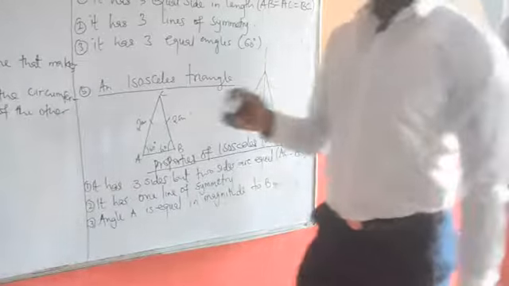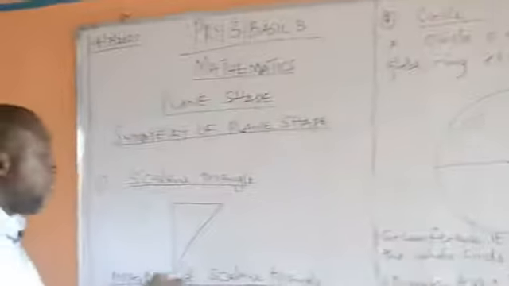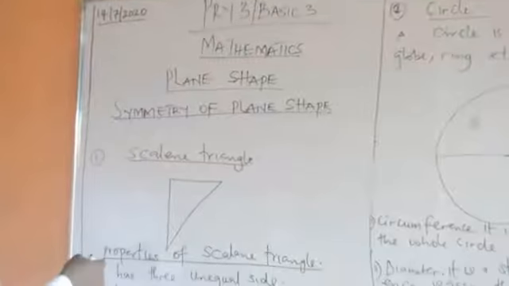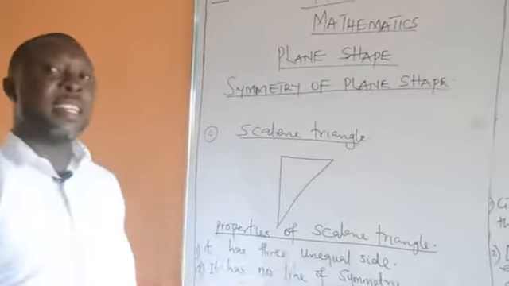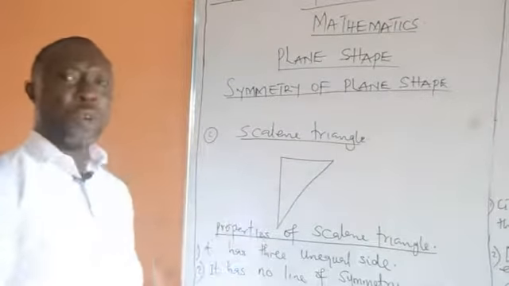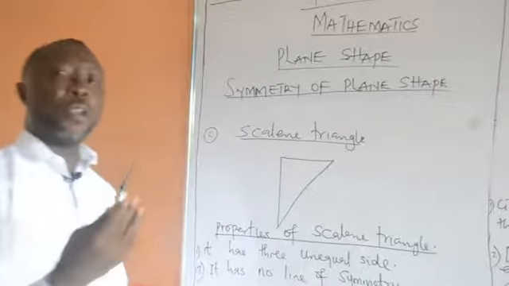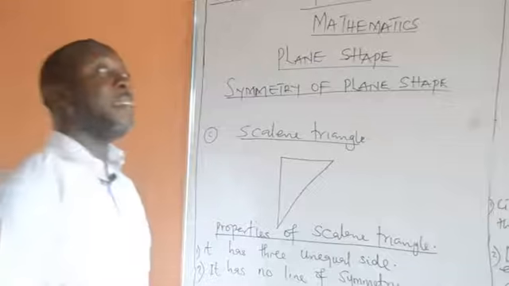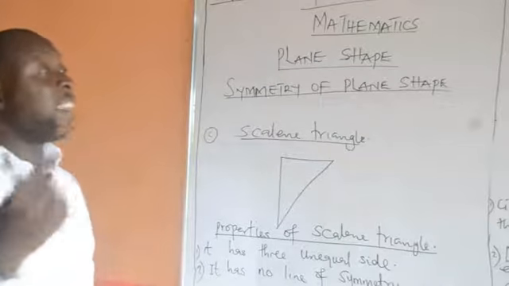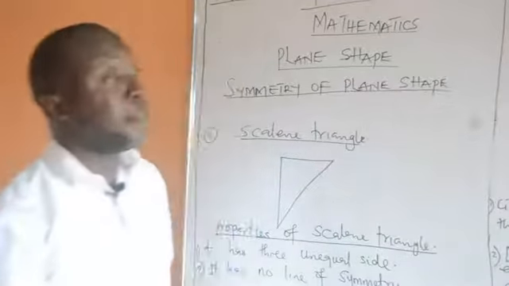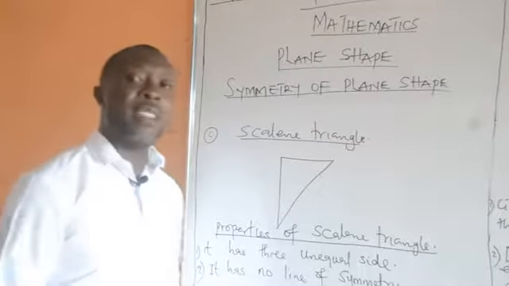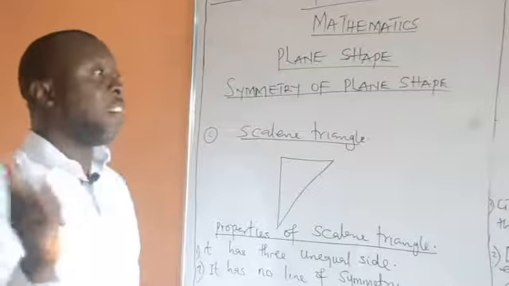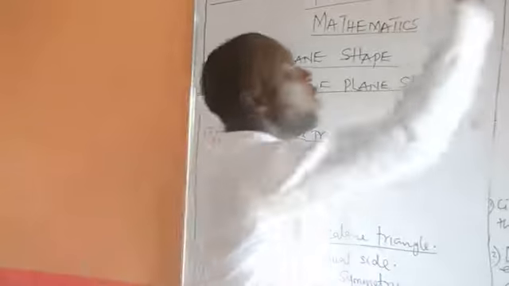Then the third type of triangle we'll be considering is the scalene triangle. One of the properties of a scalene triangle is that it has three unequal sides. The three sides are not equal. None of the sides are equal. And it has no line of symmetry. Remember I earlier said that a triangle may have three lines of symmetry, one line of symmetry, or no line of symmetry.